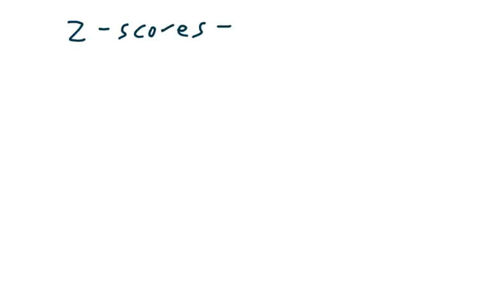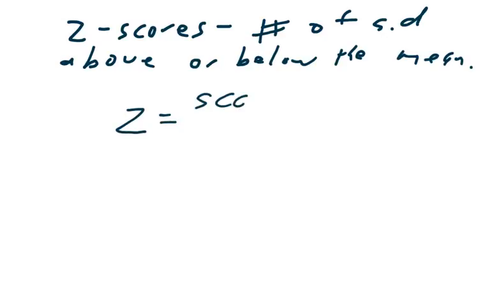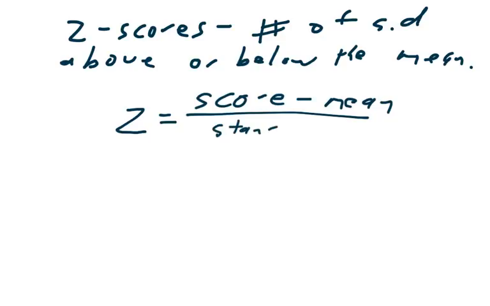Alright, the next thing we have is the z-score, which I have defined as the number of standard deviations above or below, if the answer is negative, the mean. So the formula for the z-score is going to be the score minus the mean divided by the standard deviation.